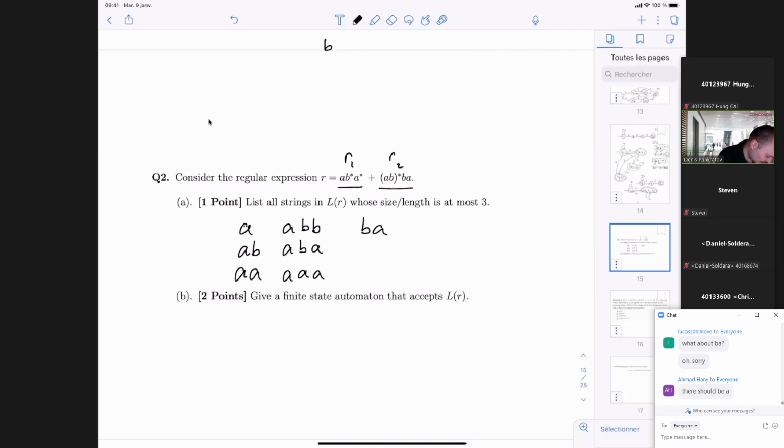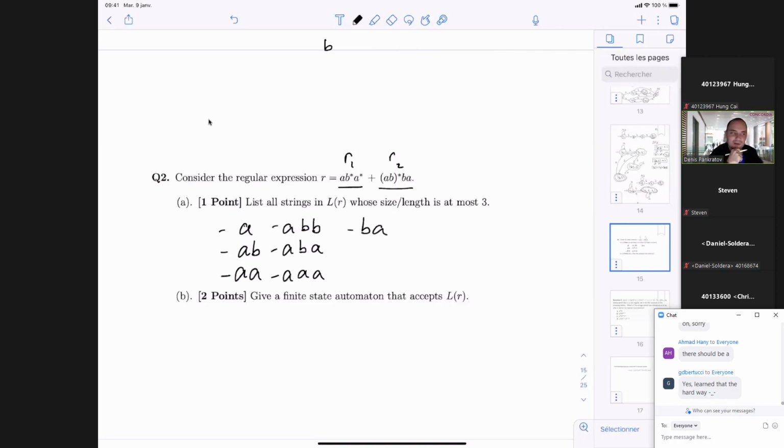And you can also look over the list that you created and make sure that there are no repetitions, so that you don't count the same string twice if you're asked to count it. And I think that's it, right? There are no other strings here of length at most 3.